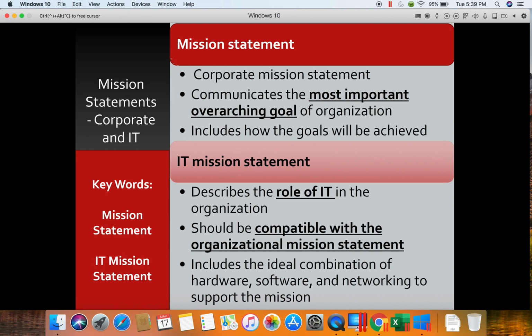Sometimes the IT mission and the IT vision are both combined into one statement. And the vision includes what the ideal combination of hardware, software, and networking would be, combined together to support our mission.